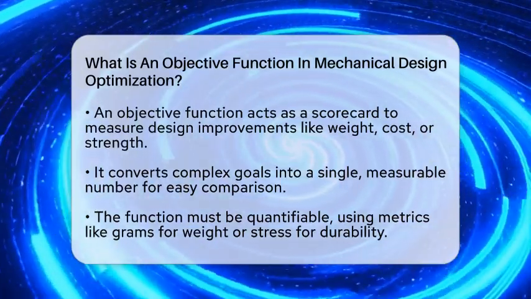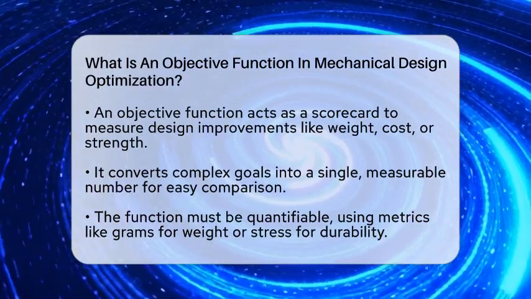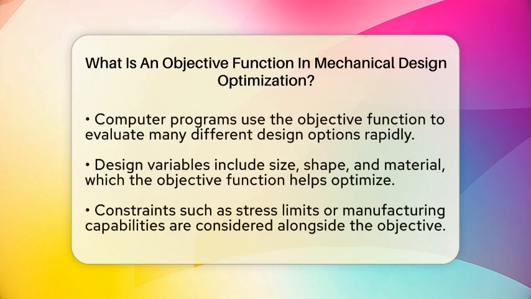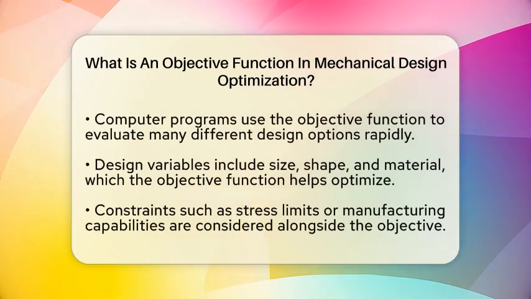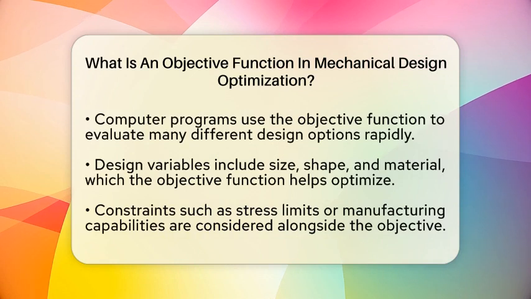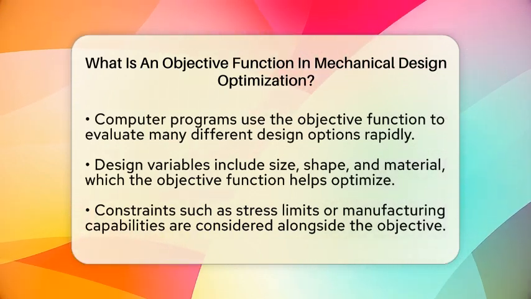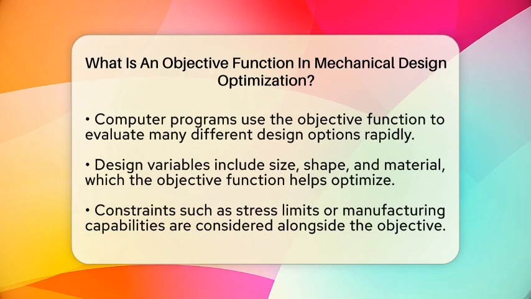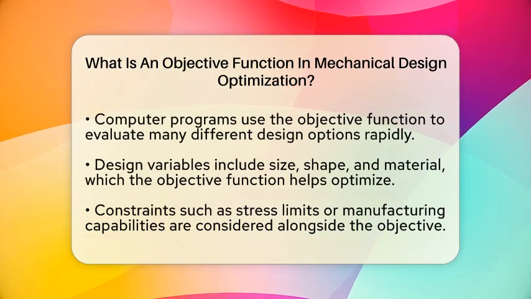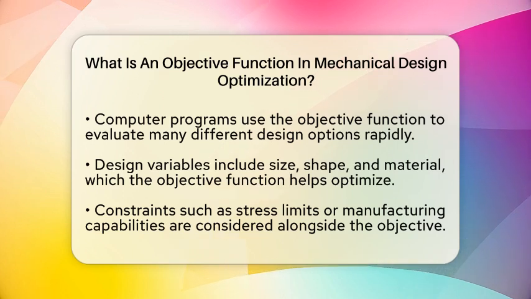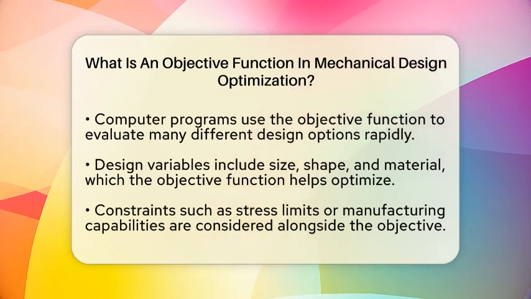In mechanical design, the objective function must be something you can put a number on. If you want to make a car part lighter but still strong, you can measure the weight in grams. If you want to make a machine more durable, you might measure stress or fatigue life. These numbers are then used by computer programs to test many different designs fast. The goal is to find the design that makes the objective function as good as possible.